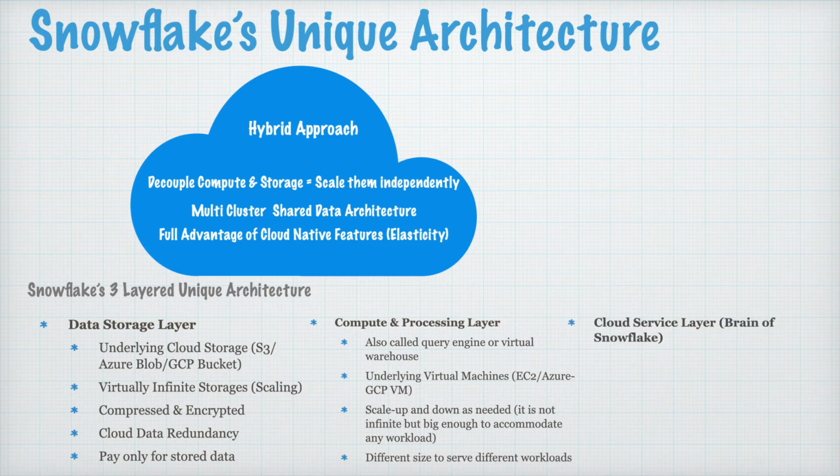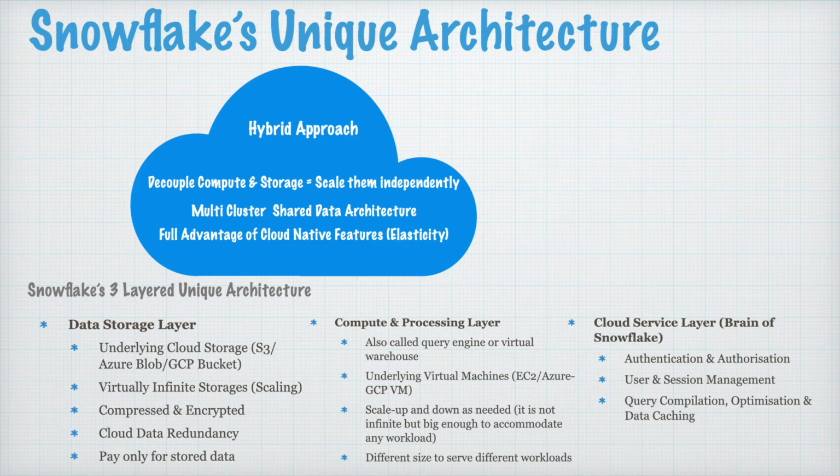Now the third layer is called the cloud service layer, which is also known as the brain of Snowflake. It takes care of authentication and authorization. You may have 100 users or 1,000 users or 10,000 users. This layer is responsible for managing users' authentication and authorization. It also manages user sessions and user management. It also takes care of query compilation, query optimization, and data caching. It also manages the virtual warehouses, which actually run the different workloads in your Snowflake account. It also does the metadata management.